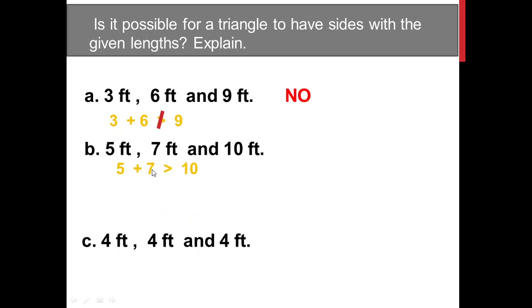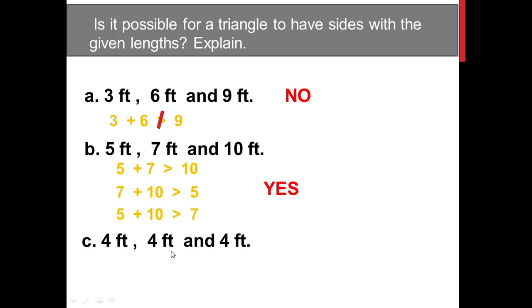5 plus 7 is equal to 12, which is greater than 10, correct? Let's see the other sides. 7 plus 10, that's 17, greater than 5, also correct. 5 plus 10, that's 15, greater than 7. Therefore, you get the correct answer. So these dimensions make a triangle.